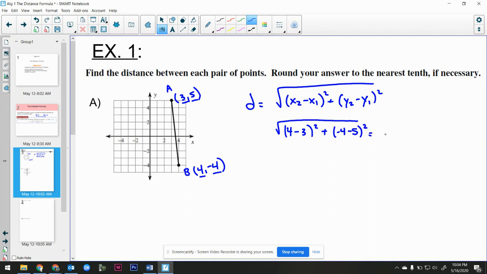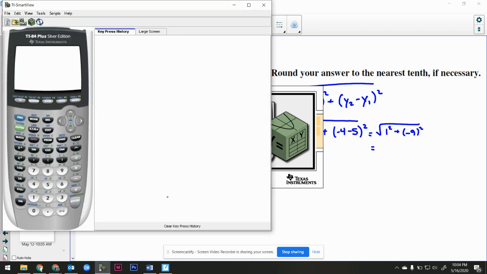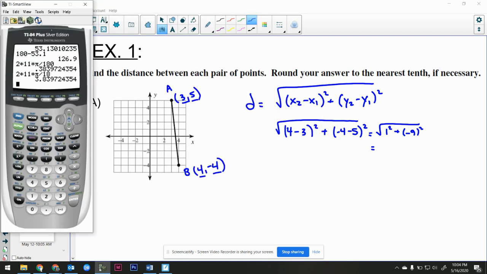Okay, so now let's put that together. We got 4 minus 3 is 1. -4 minus 5 is -9. Now watch out. Make sure you're putting that in parentheses when you put that into your calculator. I'm going to show it on my big calculator. You guys don't have this big calculator, but I want to emphasize using parentheses when you square that negative, because that always throws people off. Picture me in front of you screaming at you: don't forget to put the parentheses.